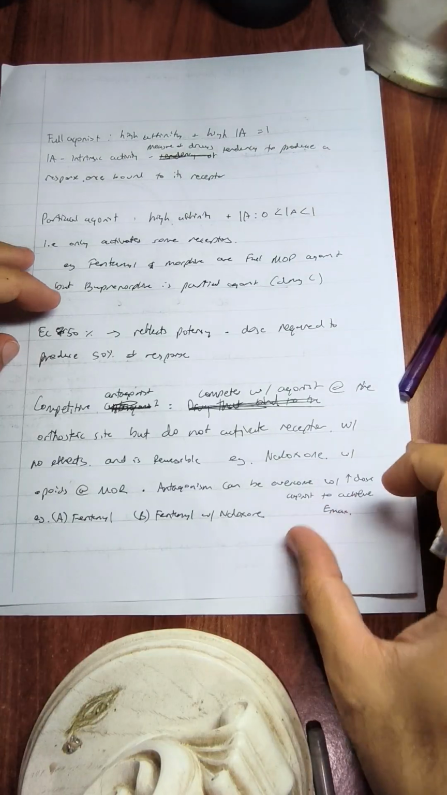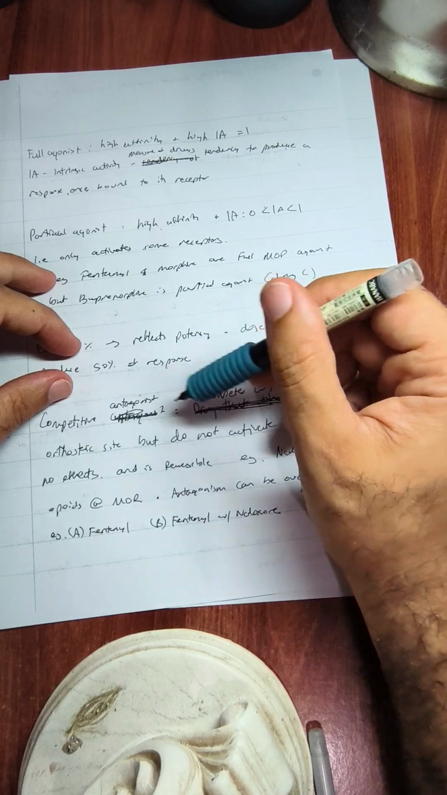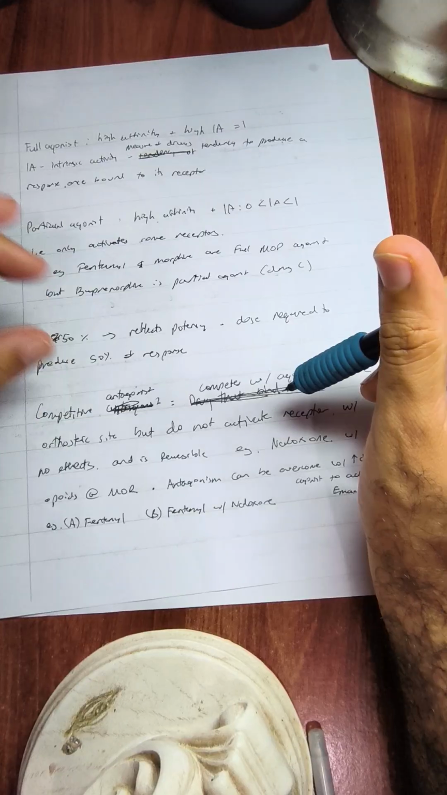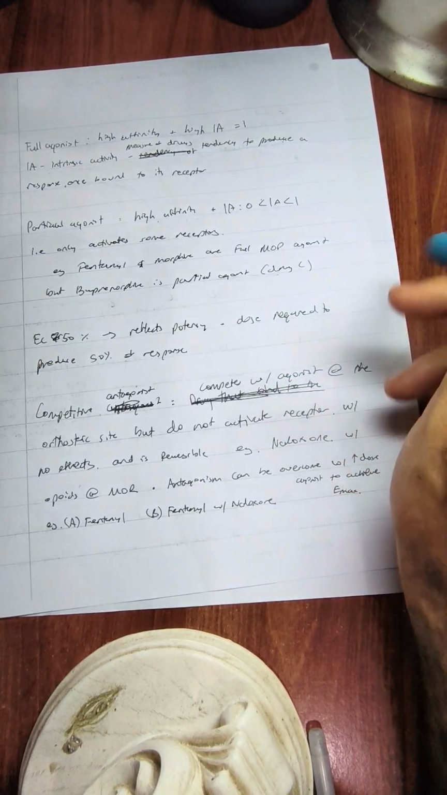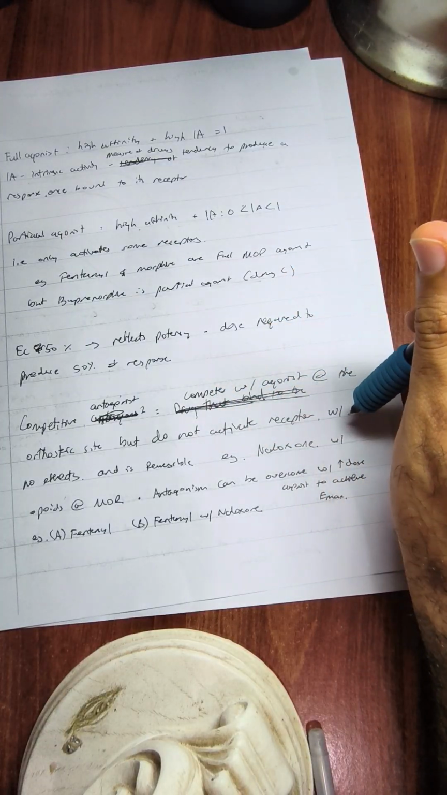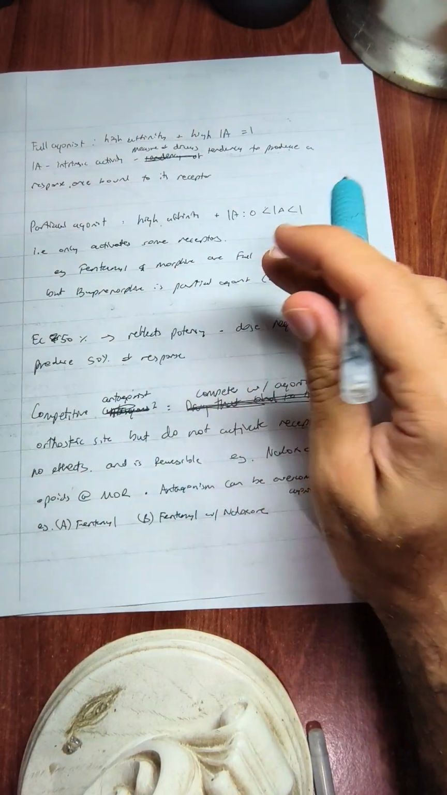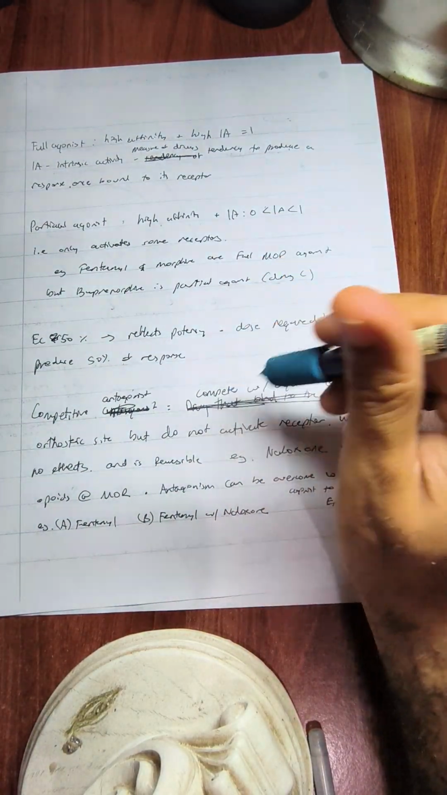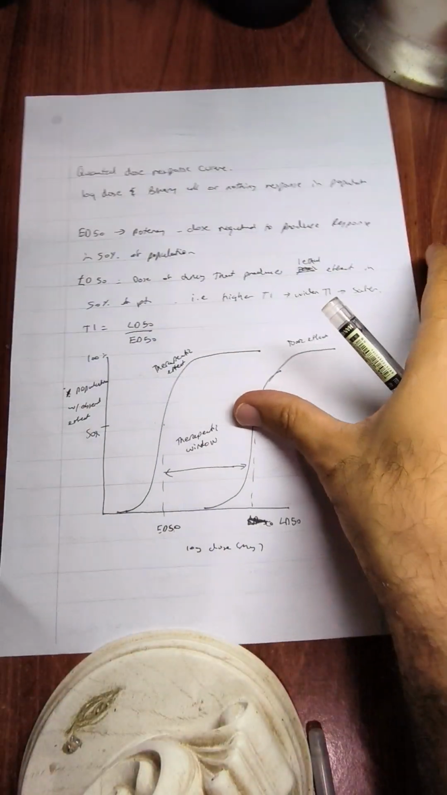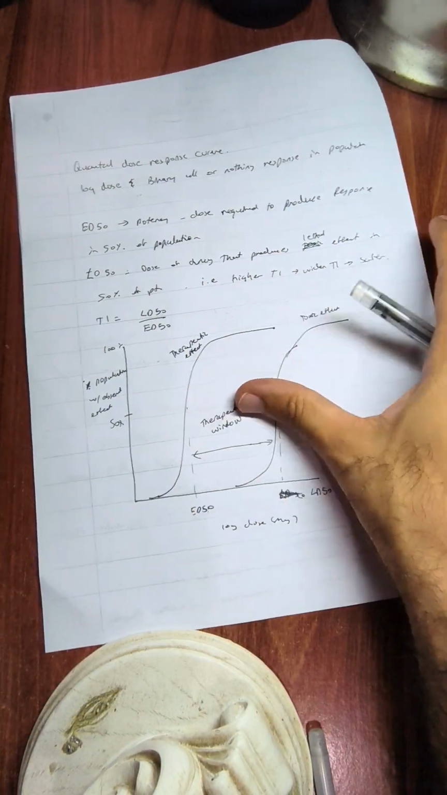So what is a competitive antagonist? A competitive antagonist is something that binds at the same site of the receptor, which is the orthosteric site, but it doesn't activate the receptor. It has no effect and is reversible. So it's just an antagonism. It basically competes with it. And then you have the quantal dose, because that's all the question asked.